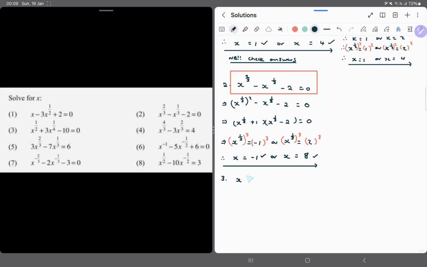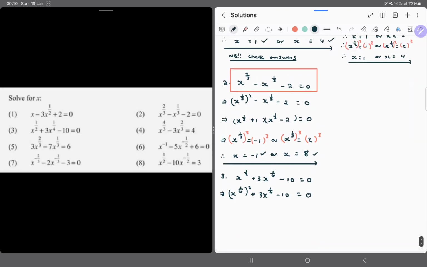We've got x to the half plus 3 x to the exponent a quarter minus 10 is equal to 0. Again, this is the smallest power there. So we can express this as exponent a half. No, not a half, but a quarter squared. Because when we multiply the exponents, we still get a half. Plus 3 to the exponent a quarter minus 10 is equal to 0.